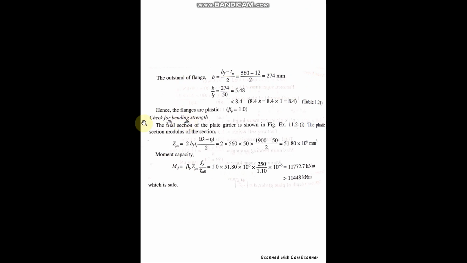So let's quickly cover up the next step, check for bending strength. Since only flanges are taking the required moment here, you simply calculate the plastic modulus using the flanges only. This is how you calculate that plastic modulus here, and simply using the formula for moment capacity, similar to the beam, you find out the moment capacity of the plate girder, and in this case obviously it turns out to be greater than the external moment, which is safe.